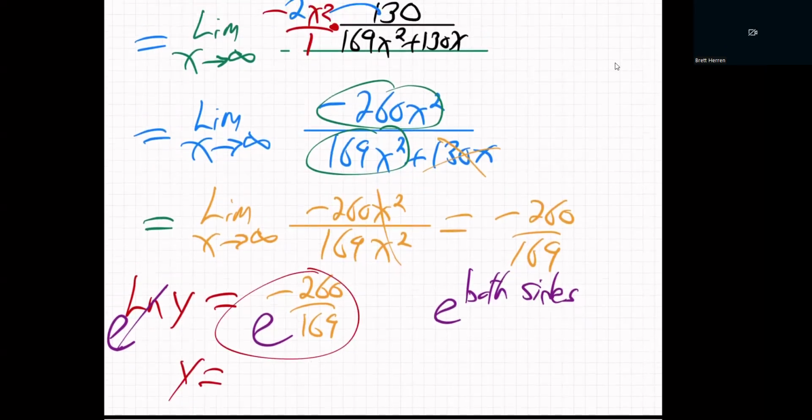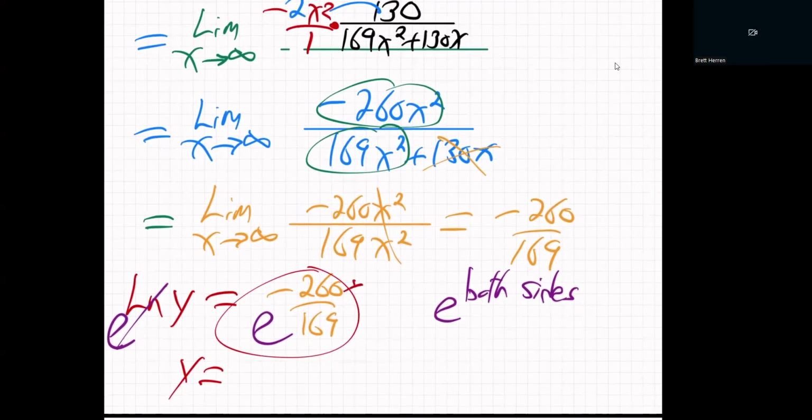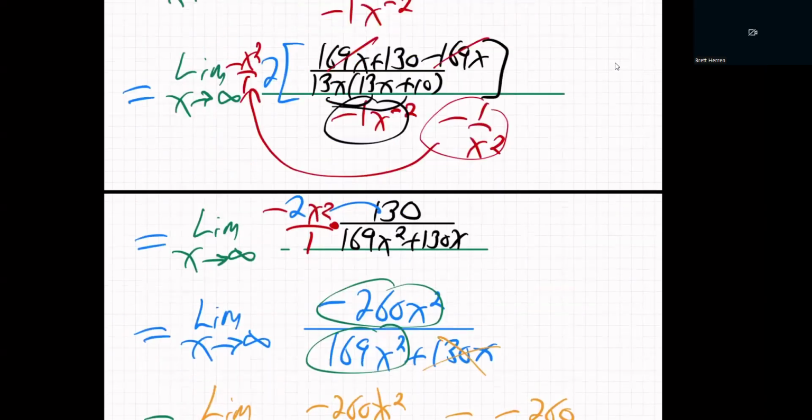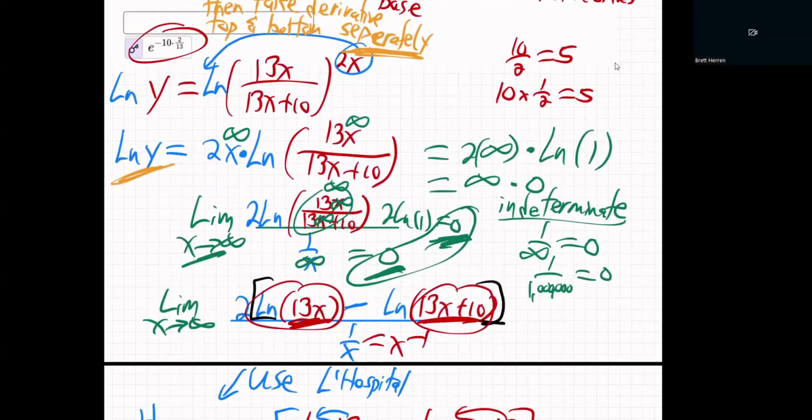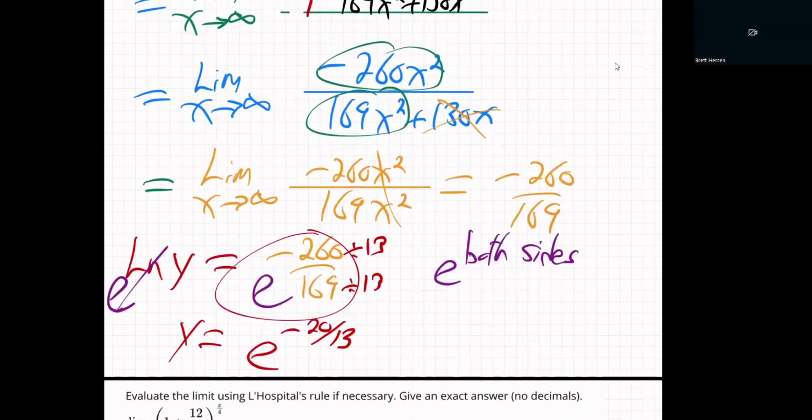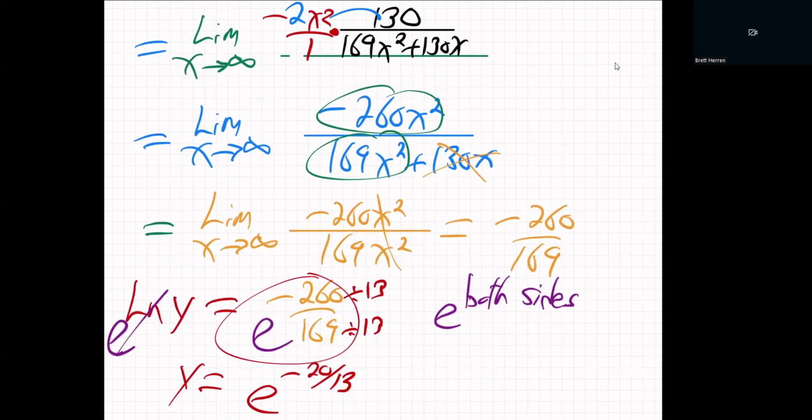You can simplify that a little bit. You don't have to, but I'll do it. I'll divide by 13, top and bottom. So that's actually e to the minus 20 over 13. Is that what they said here? E to the minus 20 over 13? Yeah, that's the same thing. So there it is. That was a royal challenge. There we go.